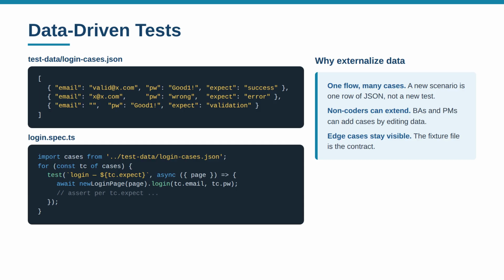Why externalize data? 1 flow, many cases. A new scenario requires no new code, only a new row in the fixture file. Non-coders can contribute. Business analysts and product managers can add edge cases by editing the JSON without touching TypeScript. Edge cases stay visible. The fixture file is the documented contract of what the suite tests. Anyone can read it and understand the coverage.